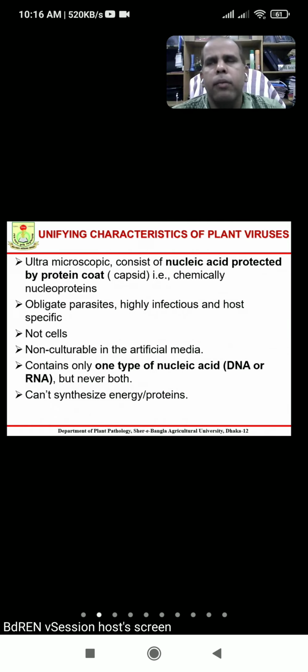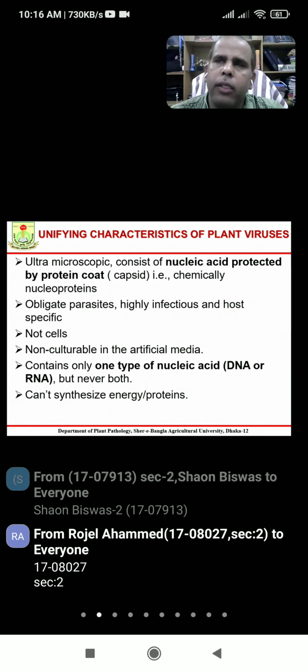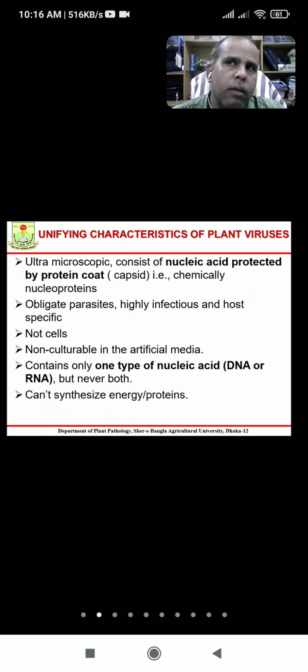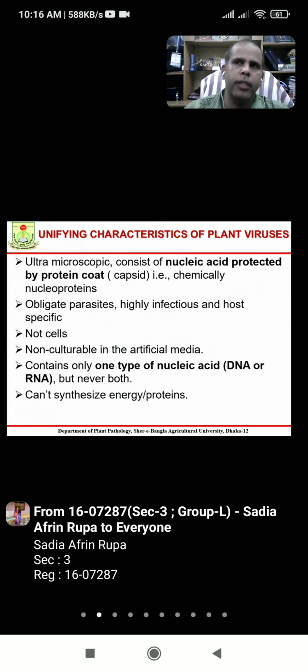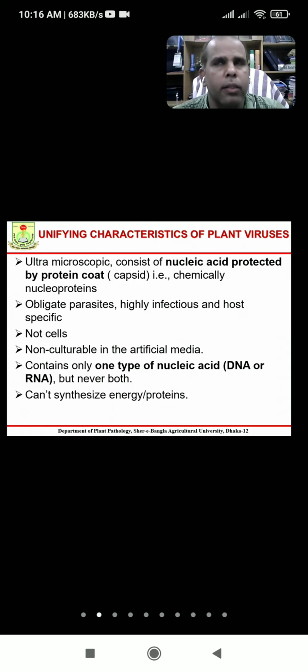Non-culturable in artificial media, this is the new information, that we can't culture the virus in artificial culture media like a fungus or a bacteria. For example, we can culture fungus in PD media, and we can culture bacteria in NA media. So the virus we can't culture in artificial media.